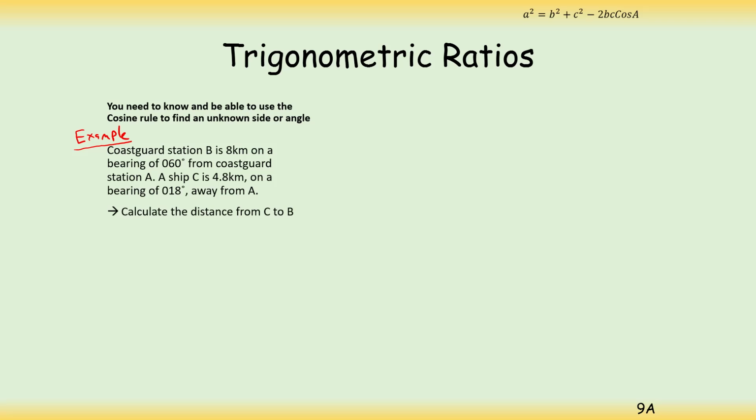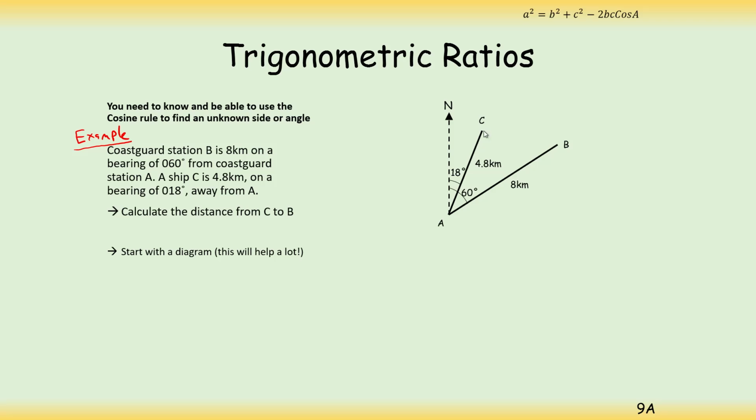So, let's draw it in the first instance. We start at A, and we'll put our north line at A. Now B is 8 kilometers away on a bearing of 060, so we can sketch that, 060, there's B, and that's 60 degrees. C is on a bearing of 018 and it's 4.8 kilometers away. So let's draw from A to C. There we go, 4.8 kilometers and 18 degrees there.